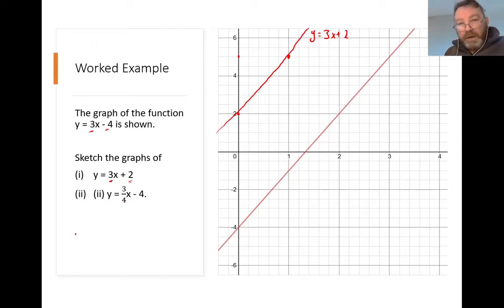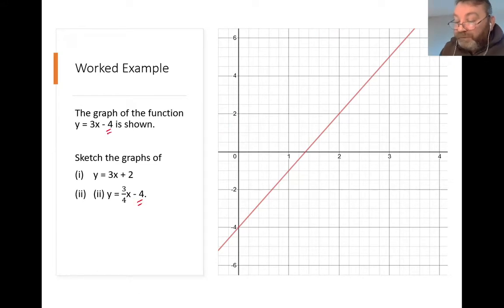Okay, the second one says that they want you to sketch the graph of y equals 3/4 x minus 4. Now this time, you'll notice that the point of interception on the y-axis is the same. So that point there is still going to be used when I'm drawing this graph. But now the slope has changed to 3/4. And what does that mean? That means that the rise over the run is 3/4.